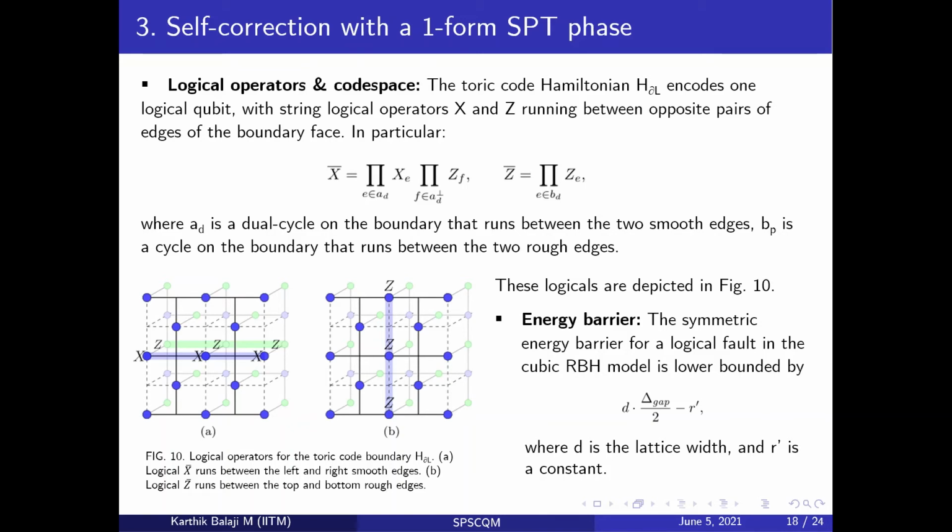The symmetric energy barrier for logical fault in the cubic RBH model is lower bounded by this quantity here, d times delta gap by 2 minus r prime, where d is the lattice width and r is a constant. And we can see that this increases with system size exponentially. Hence, the requirement for an SCQM is satisfied by the cubic RBH model.